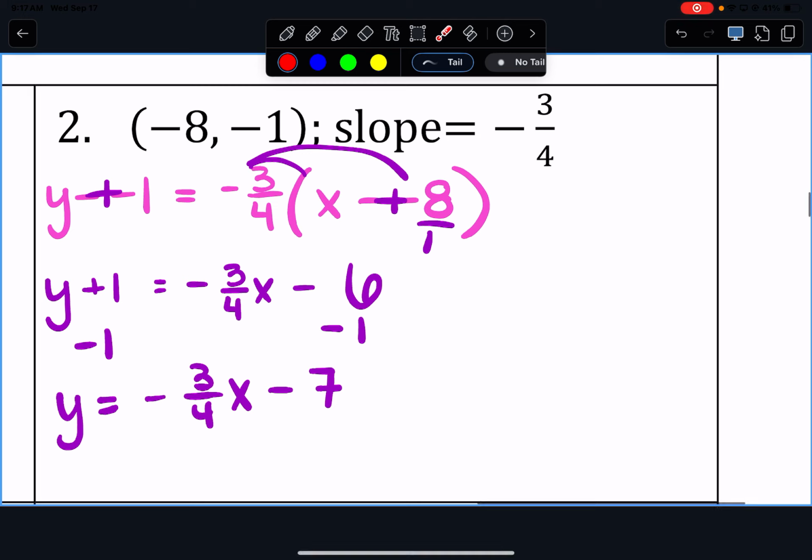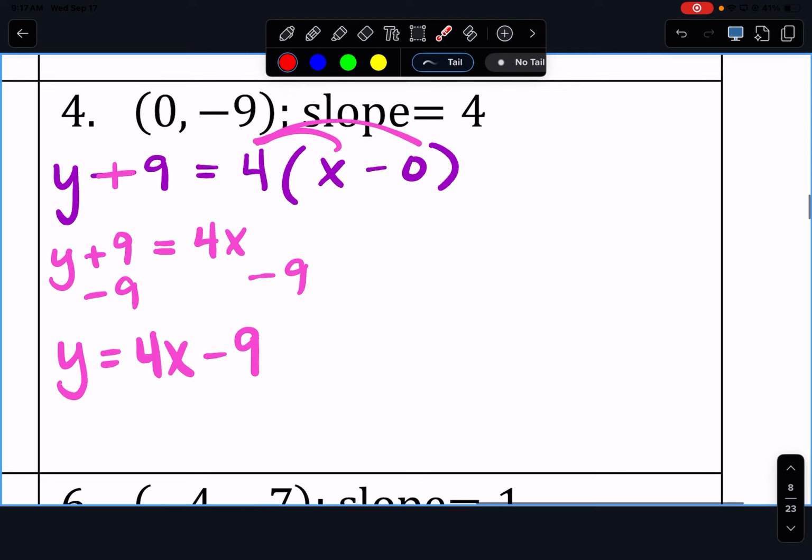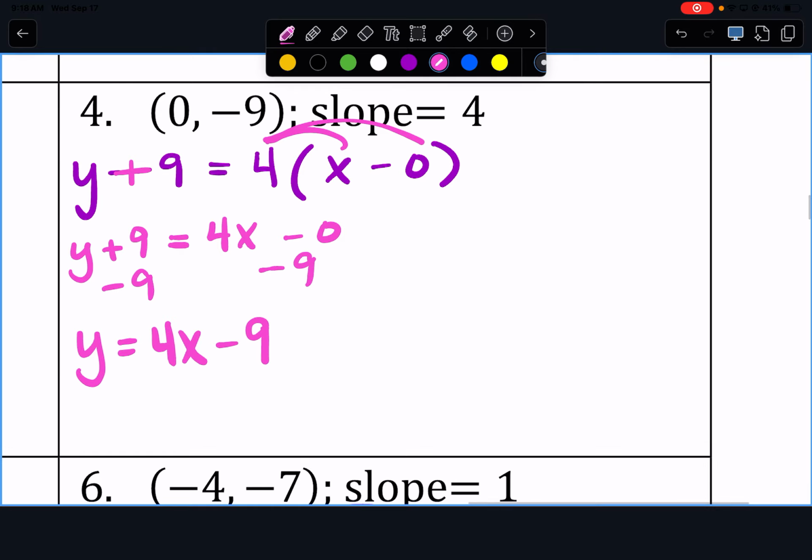Okay, for number 4, what did y'all get? Y equals 4x minus 9 is correct, because when we distribute 4 times 0, that will just be 0. And then we can move the 9 to the other side. And if you need to show the minus 0 step right there to show that 4 times 0 is 0, show what you got to show. I will never fault you for showing steps that are there, but kind of invisible. All right, for number 6.